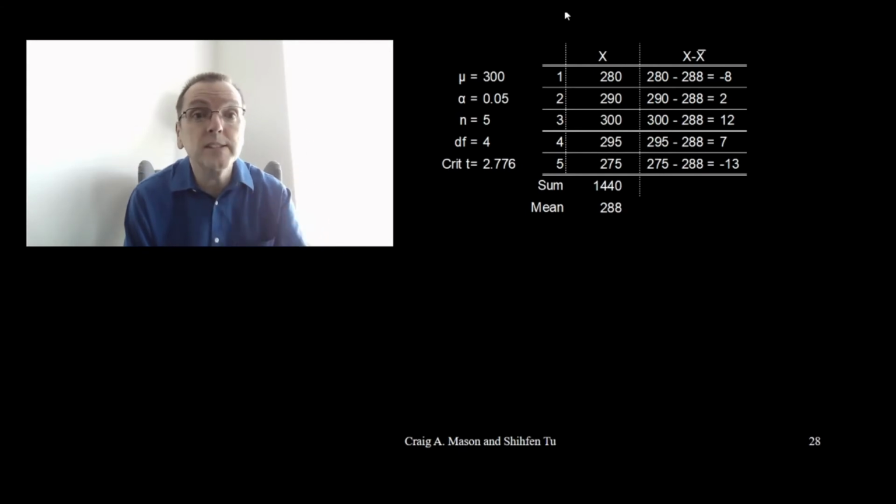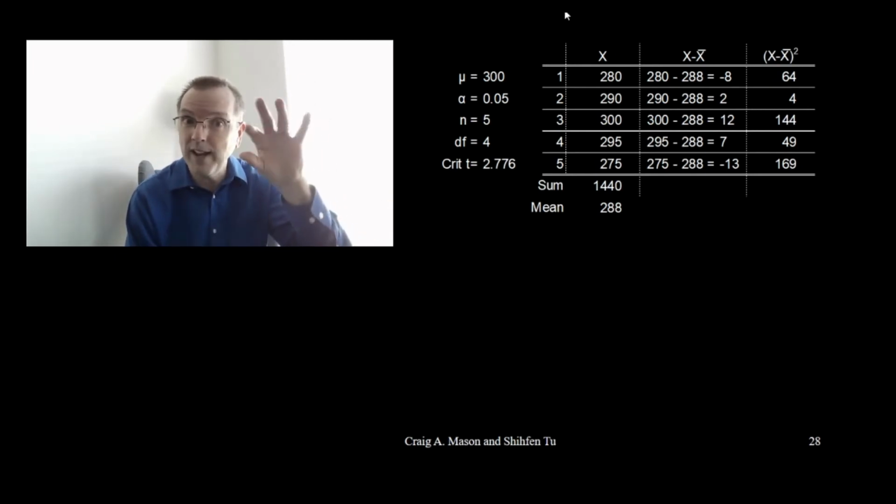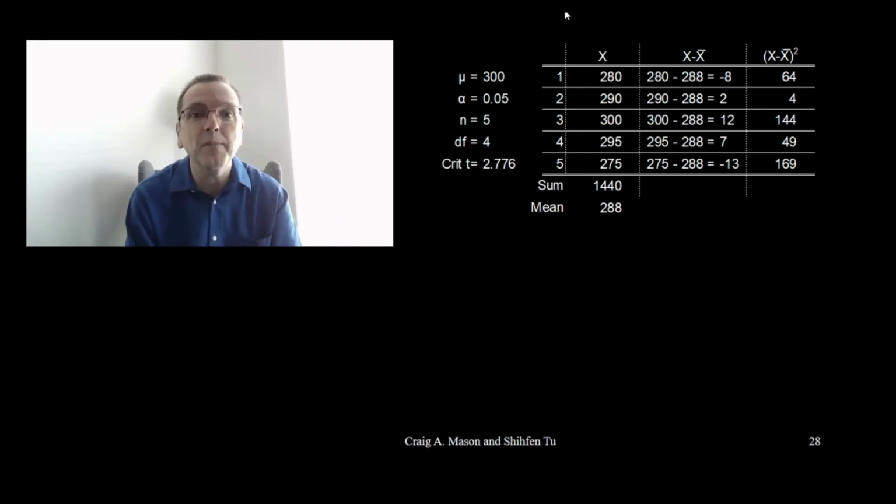We then square these deviations from the mean, right? And we get negative 8 squared is 64, 2 squared is 4, 12 squared is 144, 7 squared is 49, negative 13 squared is 169. All those negative values disappeared as we squared them, right? And then we add up those squared deviations and we get 430, which is our sum of squares. It's our sum of those squared deviations. Awesome. Now, for clarity, let's copy that 430 and put it down below here, right? And we'll keep going.